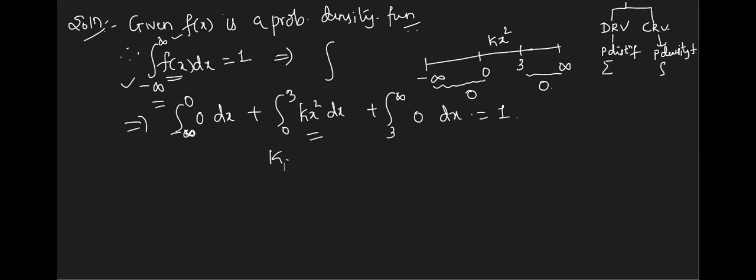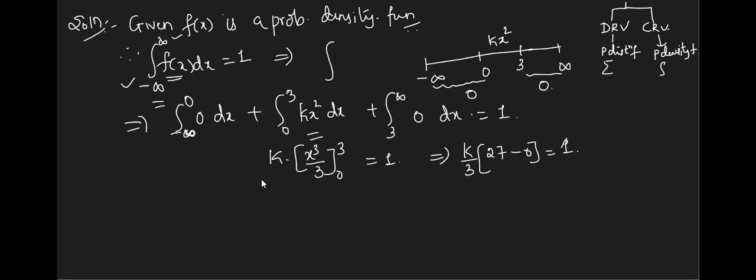X cube by 3. K is out, so x square becomes x cube by 3 between 0 to 3. The value is equal to 1, isn't it? So this is k by 3. Upper limit is 3. So what will we get? 3 cube is how much? 3 3s are 9, 9 3s are 27. Minus 0 cube is 0. So this is 3 1s are 3, 9s. Am I right?